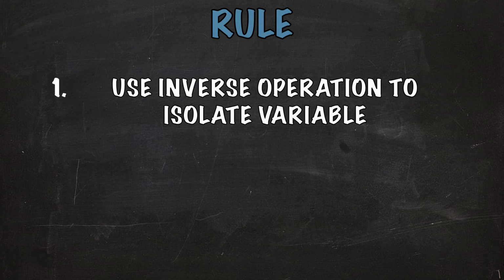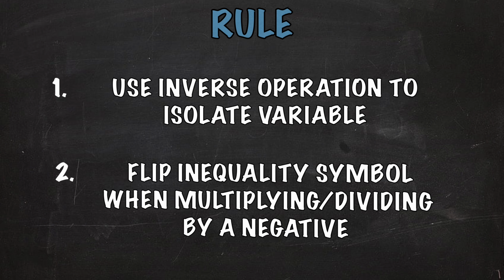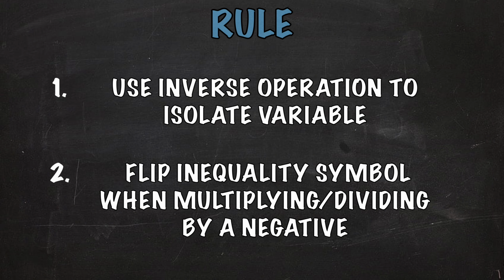rule is the inverse operations, which we use to isolate the variable. Then the second rule we need to know is that we have to flip the inequality symbol when we multiply or divide both sides by a negative.